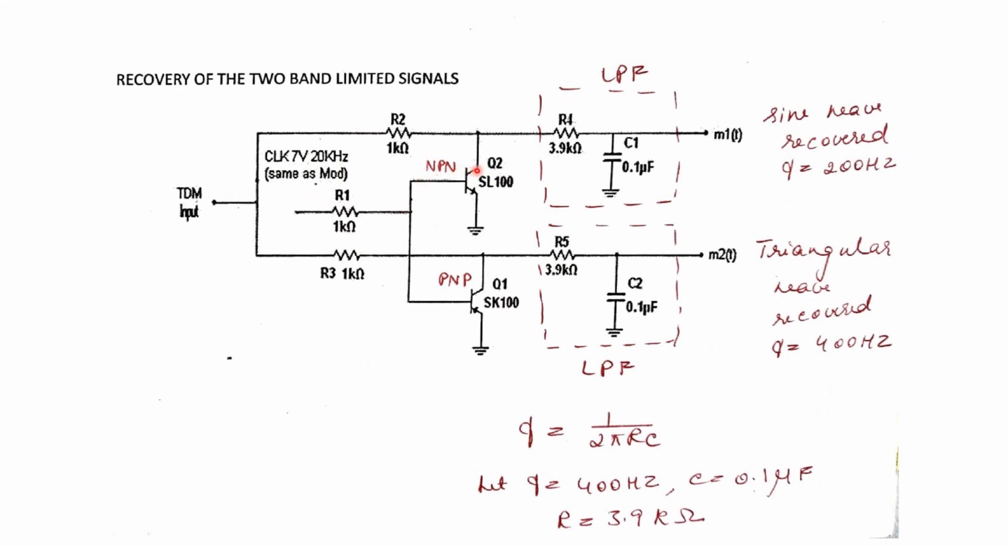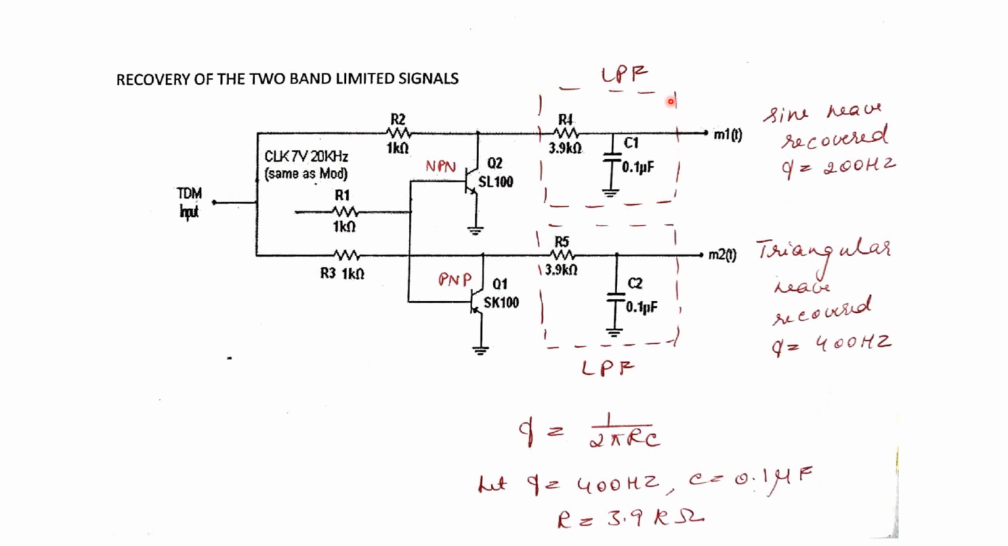Now for the negative half cycle of the clock, NPN transistor will be off, it acts as an open circuit, and PNP transistor will be on, it acts as a short circuit. So the TDM signal will be flown down to ground, so there will not be any signal over here. And since this is open circuit, there is no connection, so TDM signal will not flow to ground, it will go to the low pass filter.